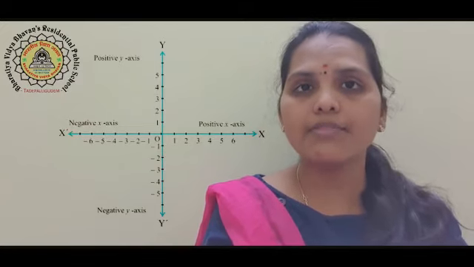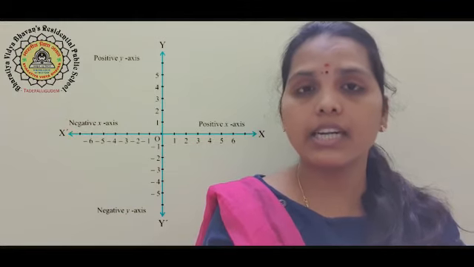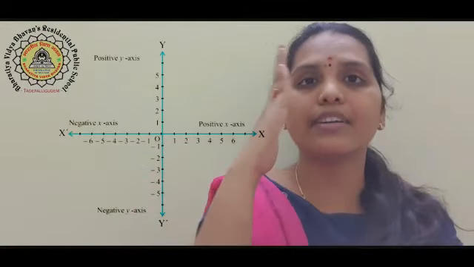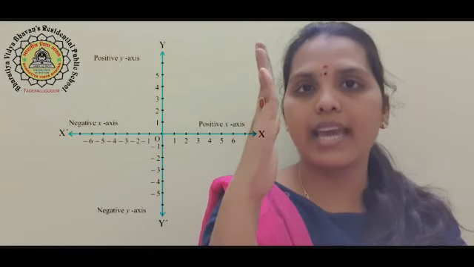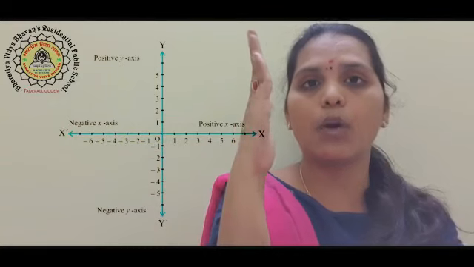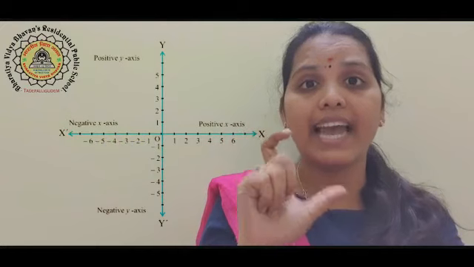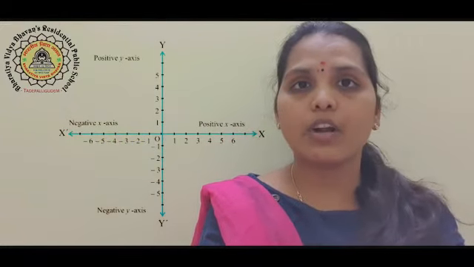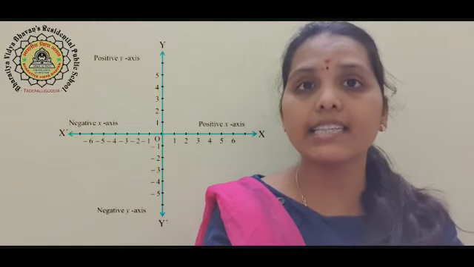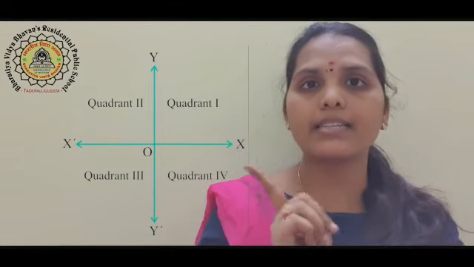Here the horizontal number line we will call the x-axis and the vertical number line we will call the y-axis. The horizontal one is the x-axis and the vertical one is the y-axis. Both axes together we will call the coordinate axes. These two axes divide the plane into four parts. You can see that four parts are there.